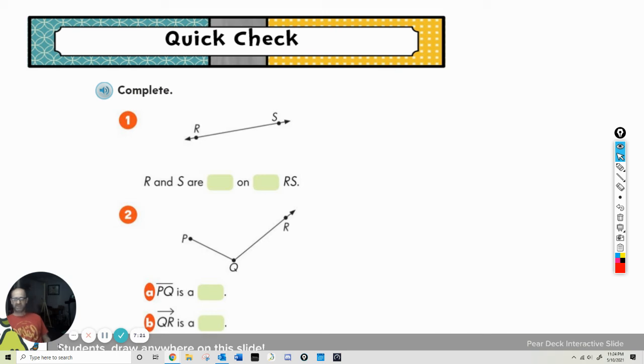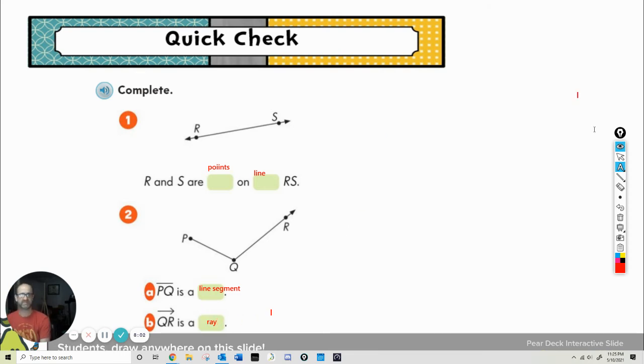Oh, yeah. There should be words here, but this is a vocab section, so here you go. R and S are both points. Correct answer is that they are. Here we go. Points. I get 2 eyes because I really mean it. On line RS, PQ is a line segment. You can tell it's got endpoints and no ray. But QR is a ray. See how nice that is? Beautiful.